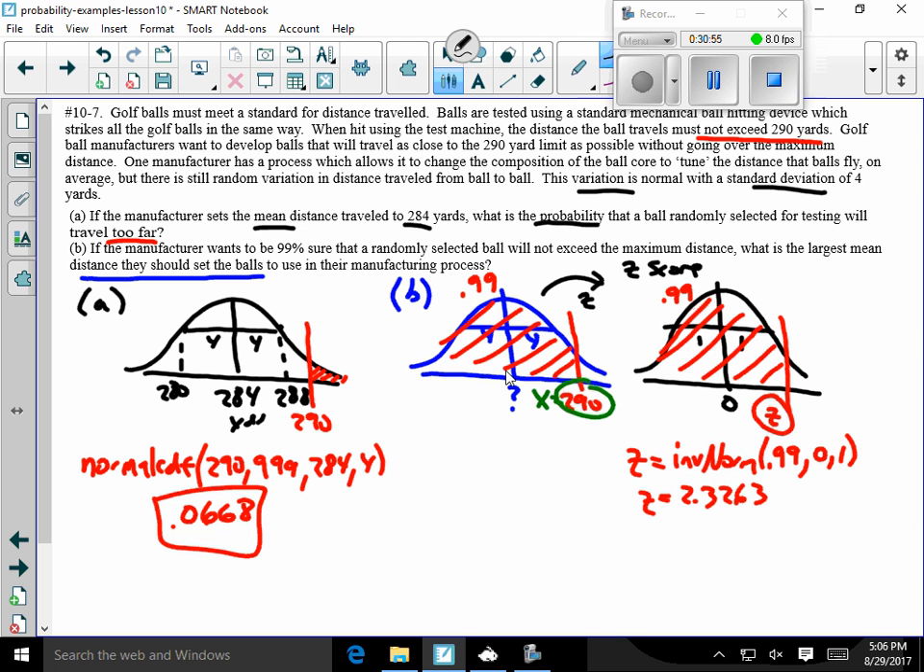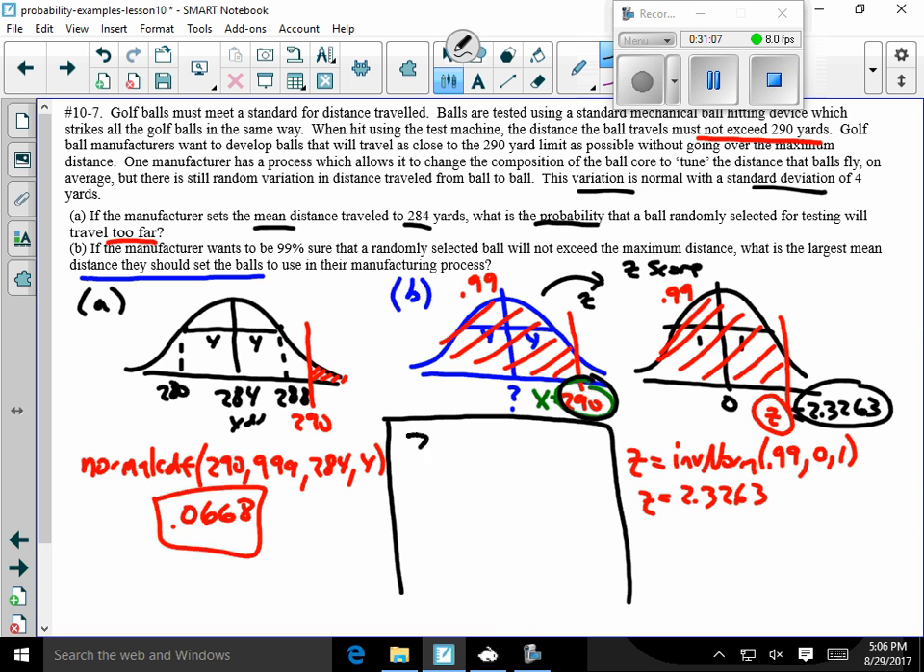What we're saying is this x value of 290 is connected with this z value of 2.3263, right? And I have a formula here for relating those. The z-score is x minus the mean, the data value minus the mean, divided by the standard deviation. So if I now know that the z-score is supposed to be 2.3263, and the data value that goes with that is 290, and we don't know the mean, but I know the standard deviation is 4, then I can plug all those 3 values in and solve for the mean.